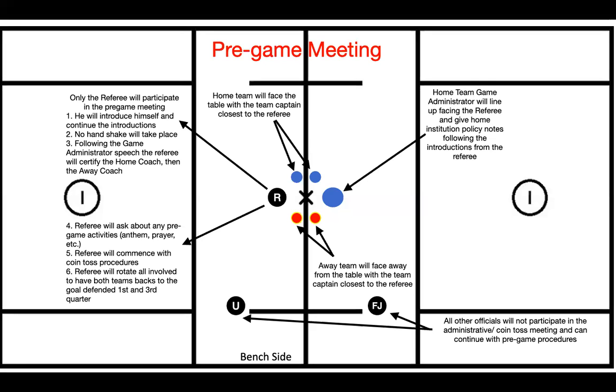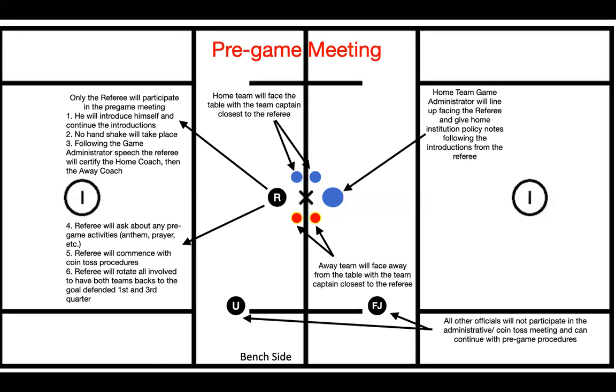The referee will rotate all involved, just like a regular coin toss, to have their backs to the goal they're defending first and third. The game administrator will give any additional policy notes for the home institutions, as well as you as the official, helping them understand that they will be responsible for handling ejections or fan anything that happens with spectators on the field. That's the game administrator's job.